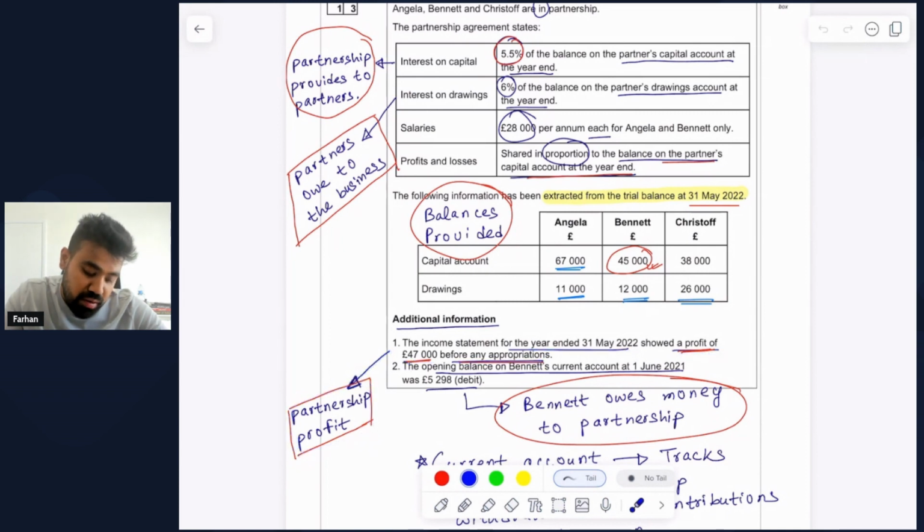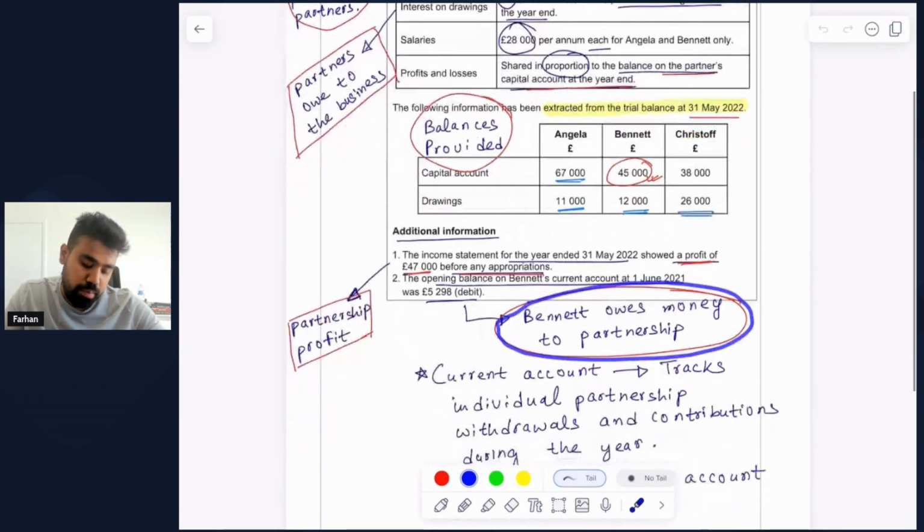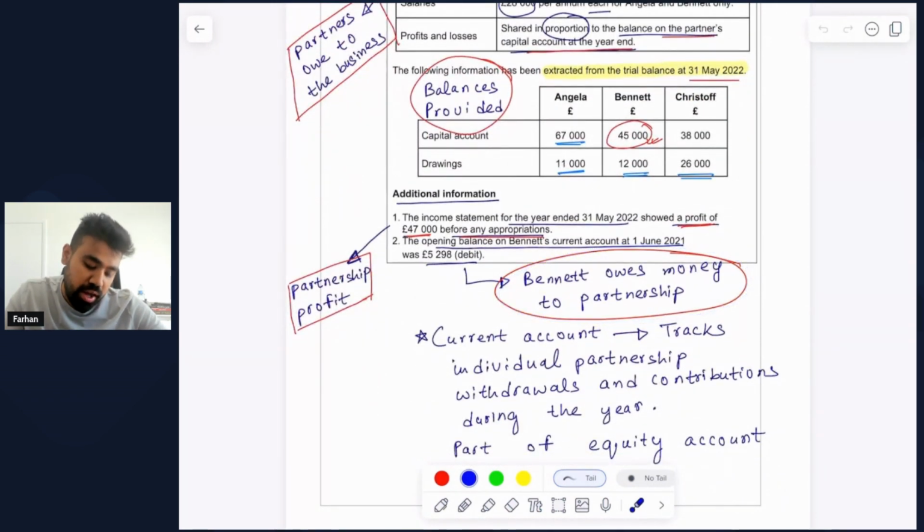The opening balance on Bennett's current account at 1 June 2021 was £5,298 debit. Now, what does an opening balance for a current account as a debit mean? If it's a debit opening balance, this means that the partner, which in this case is Bennett, owes money to the partnership. Now, what is the purpose of preparing a current account?